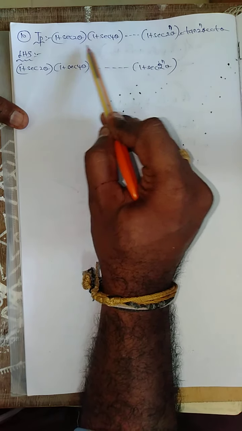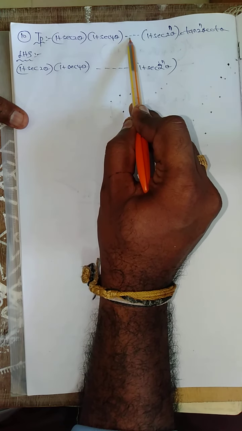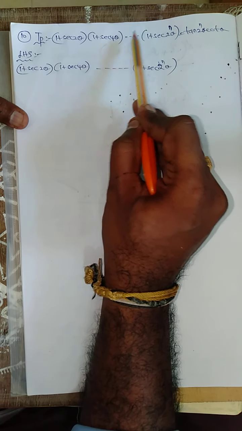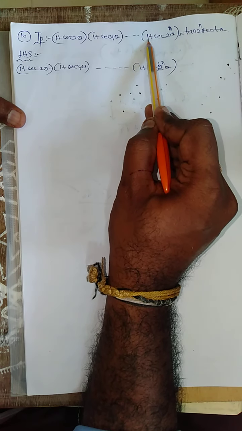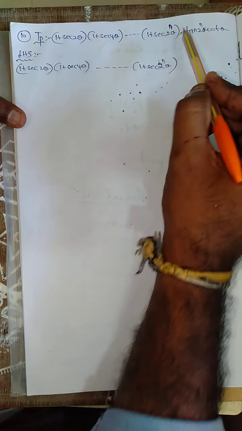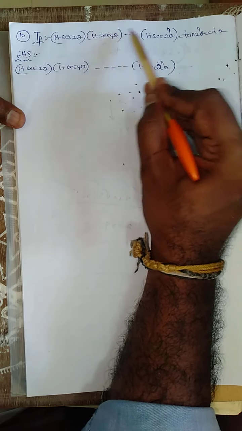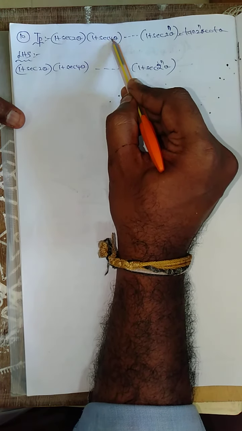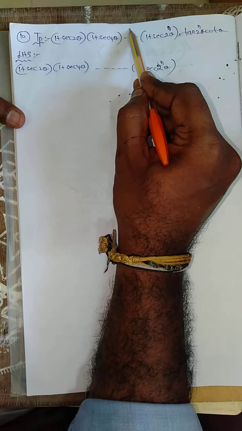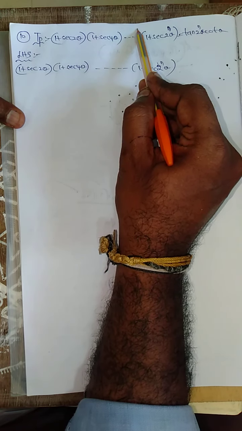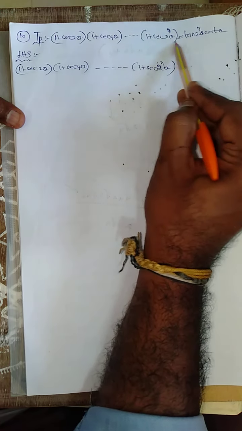It's multiples of 2: secant 2 theta, 4 theta. Next, 1 plus secant 8 theta. After 8 theta, there will be a secant 16 theta, and it goes on. 1 plus secant 2 power n, because they have given the last term is 2 power n. So this is 2 power 1, 2 square, next 2 cube is nothing but 8, 2 power 4 is nothing but 16, and it goes on. The last term is 2 power n theta.